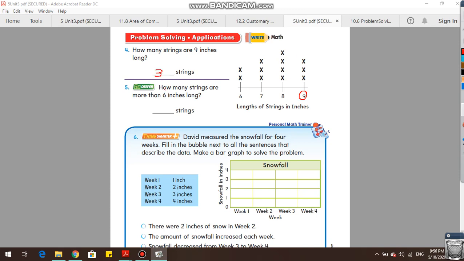Now number 5, how many strings are more than 6 inches? So more than 6, I'm not gonna take 6, but I'm gonna take all the numbers that is more than 6. So I have 7, 8, and 9. Now let's count the x's on top of each number. I have 1, 2, 3, 4, 5, 6, 7, 8, 9, and 10.